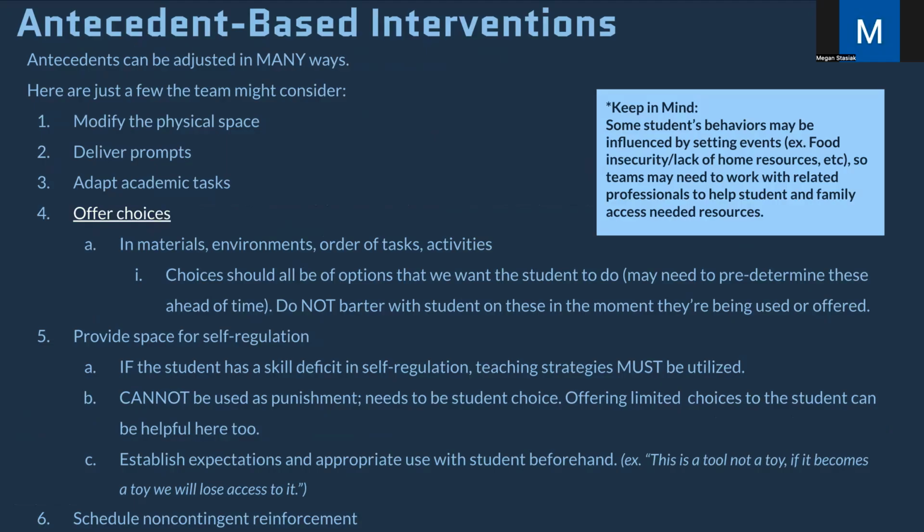Maybe we need to adapt the academic task. Maybe they can break it into smaller pieces. Maybe we give them easier items at first so that they can build confidence, and then we give them more challenging items.